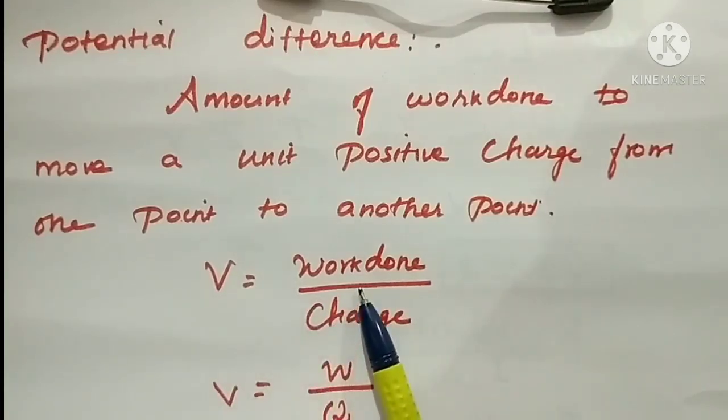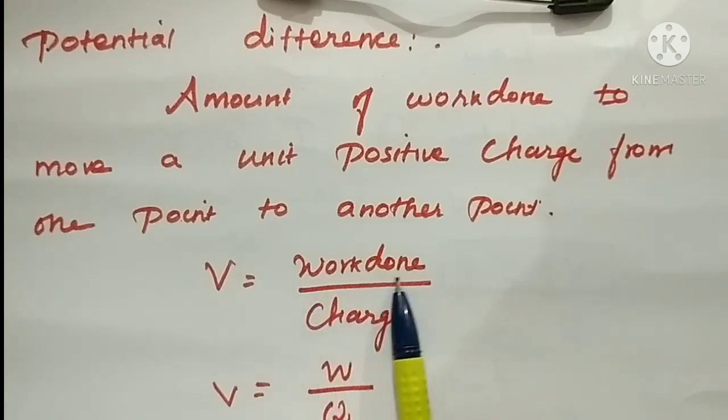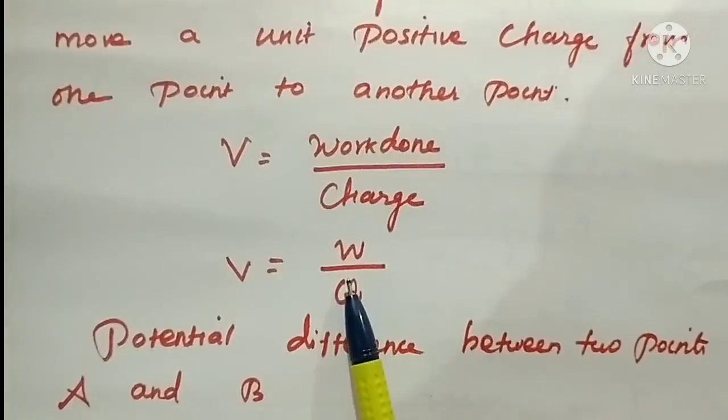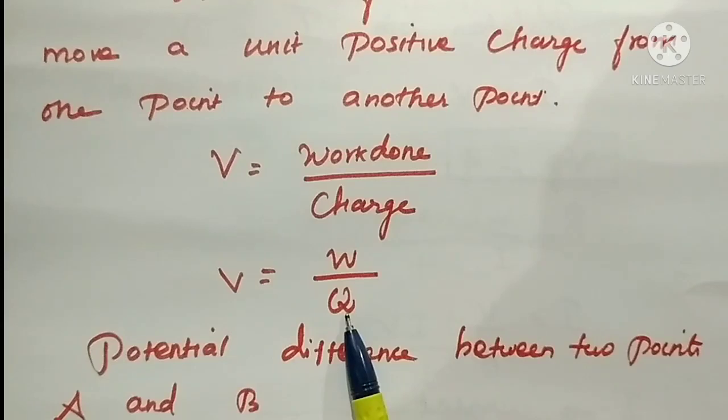Work done by charge is equal to potential difference. So V is equal to W by Q. Work done is represented by the symbol W, and charge is represented by Q. What's the formula for electric potential or potential difference? V is equal to W by Q. Here, W is work done and Q is charge.